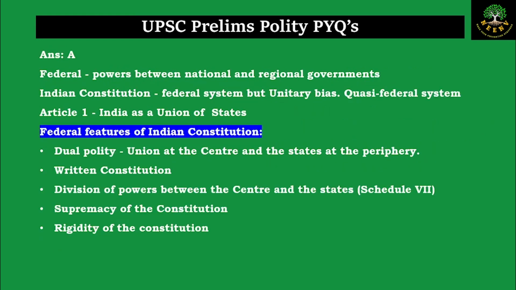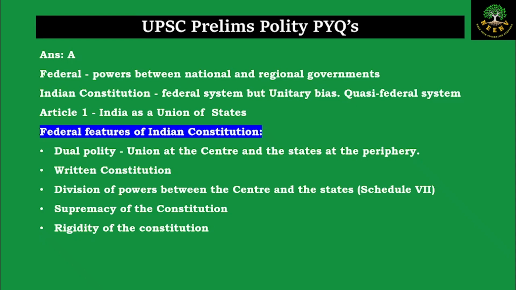Now let us look at the in-depth explanation. When we say federal in nature, the powers are divided between the two power centers, the center and the regional governments, also known as the state governments. We don't follow a strict separation of powers. We follow a federal system but with a unitary bias. So we are also a quasi-federal system. Because our Article 1 clearly says that India is a union of states. Unlike the US, where the constituent states came together and formed the union, we are a union which is divided into different states for the sake of administrative ease.